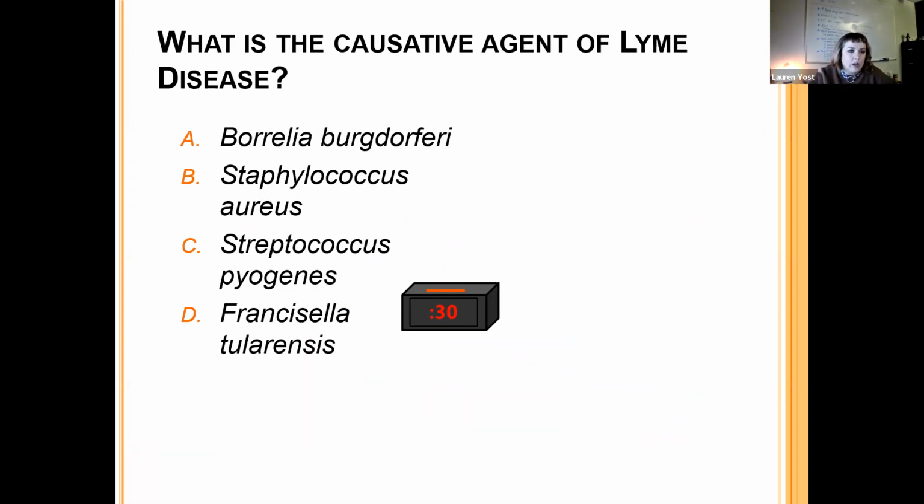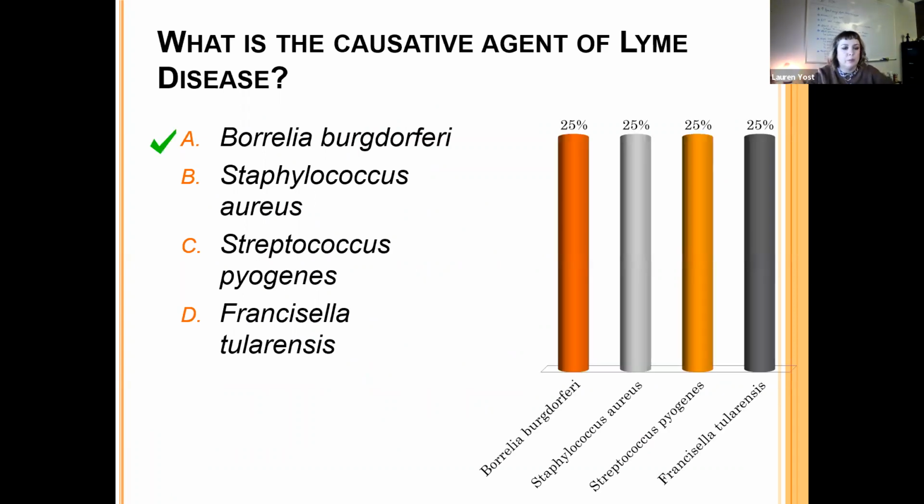This question is asking, what is the causative agent of Lyme disease? Lyme disease is caused by Borrelia burgdorferi. That's the one that I like the name of. You remember Staphylococcus aureus causes a wide variety of skin diseases. Streptococcus pyogenes is typically associated with strep throat and scarlet fever, but it can also cause necrotizing fasciitis. And Francisella tularensis causes tularemia.